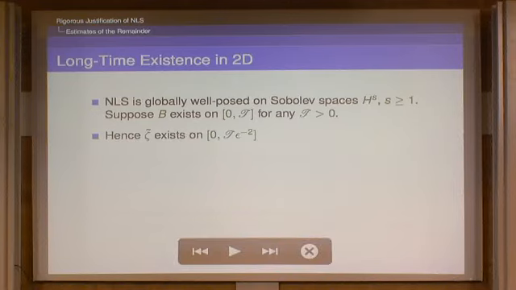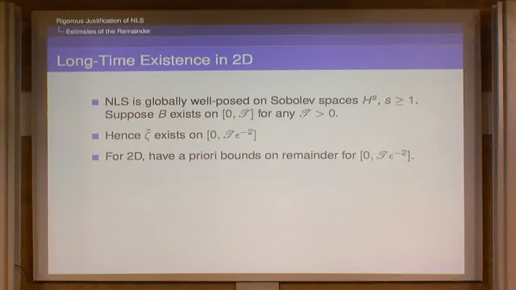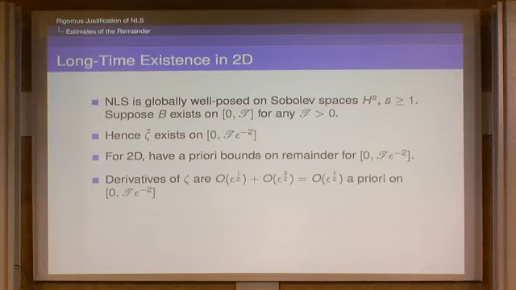Then your approximate solution makes sense on that same interval. And what this means now is, for the 2D case, which is what I was talking about there, you've got these a priori remainder bounds on the same length of time. So what that means is you can control the water wave solution for that amount of time just by writing it as approximate plus remainder. So this is like an a priori bound.